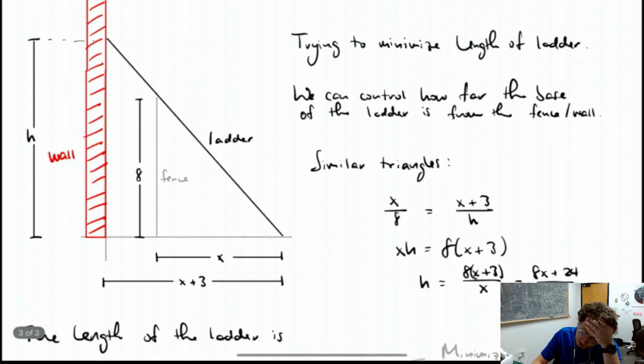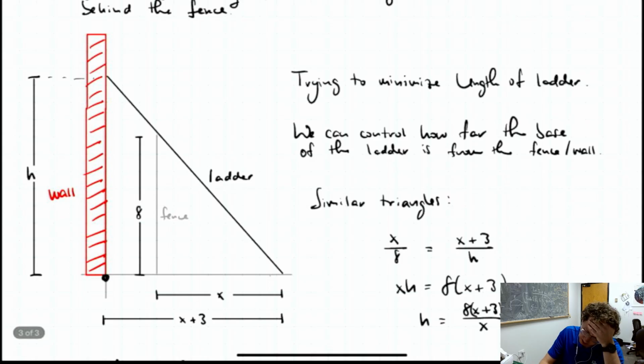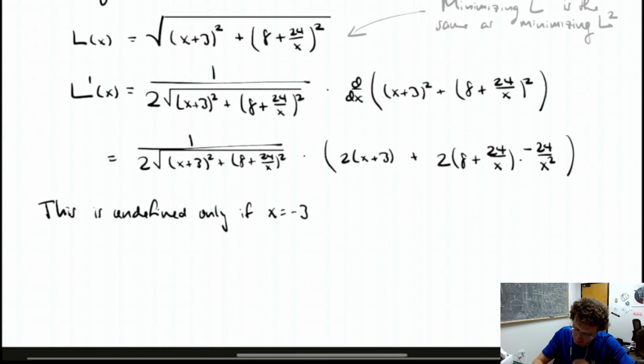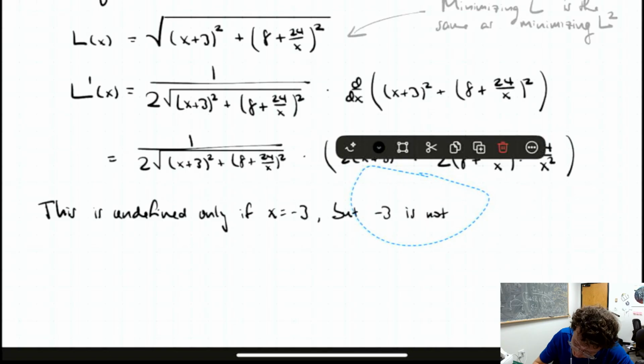But x equals negative 3 would correspond to putting the base of the ladder here, which is obviously nonsense, right? The whole point is that we're over on this side of the fence. We have to start the ladder over to the right side of the fence. But I guess the mathy way to say that would be that negative 3 is not in the domain of our function.